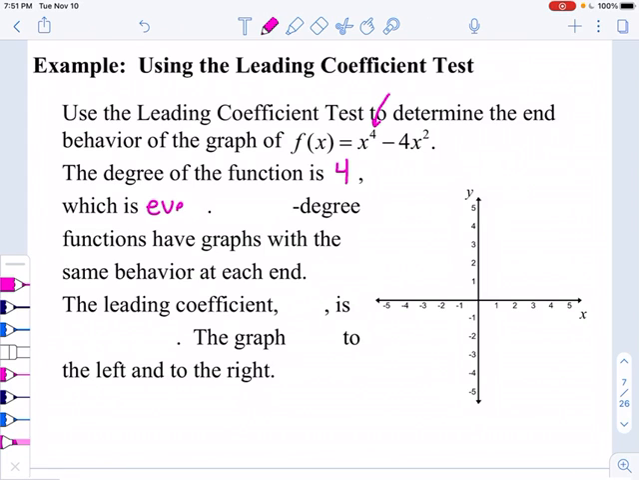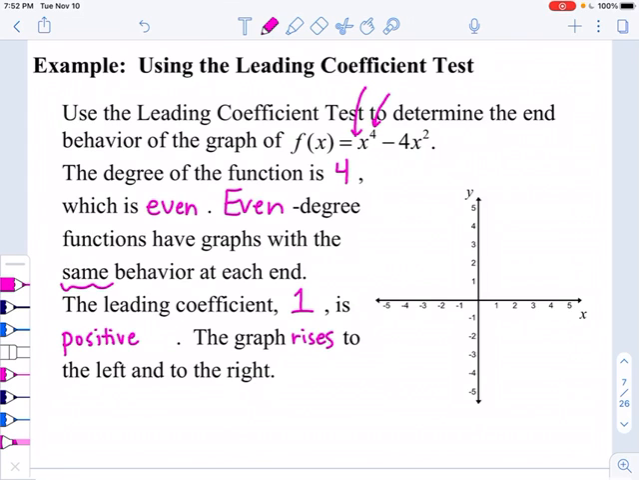Well, that's even. If we have even degree functions, they have graphs with the same end behavior, right? If they're even, they're either both up or they're both down. So if we look at the leading coefficient, what number is in front of that x to the fourth? Well, that's just a positive 1. It's a 1, which is positive. It says that the graph is going to do what? If it is positive, are they both going up? Are they rising or are they falling? These are going to rise to the left and to the right. So the graph rises to the left and to the right.